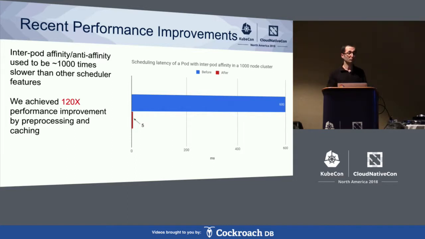But we've had a kind of breakthrough in improving the performance of this feature. From like 600 milliseconds for a single pod in a 1,000 node cluster, we reduced the time to 5 milliseconds. So it's about 120x performance improvement. So you can now actually use this feature more or less similar to any other scheduling feature. It's still slower, maybe about 8 times slower than other features, but it's no longer like 3 orders of magnitude slower. So it's usable in clusters of multiple thousands of nodes.